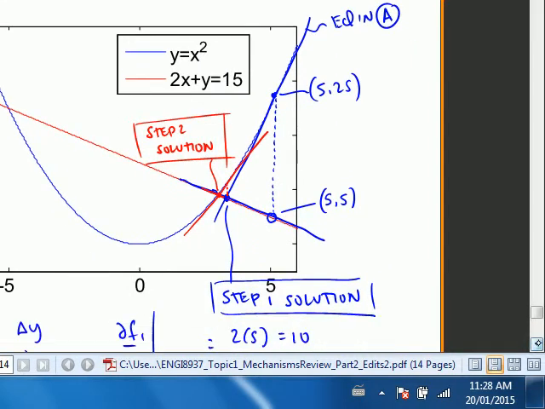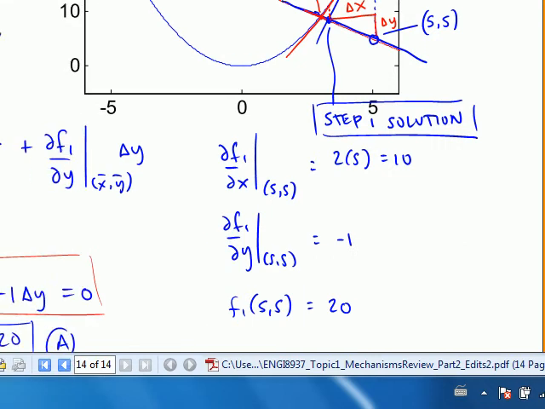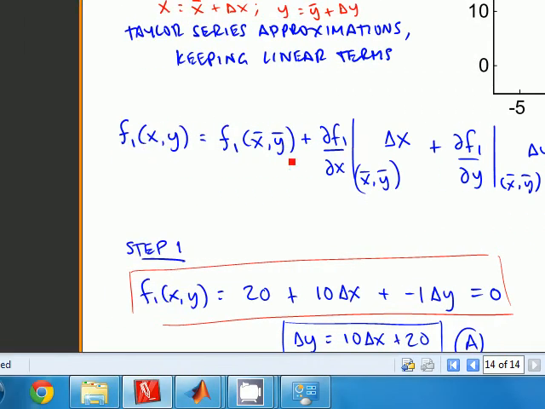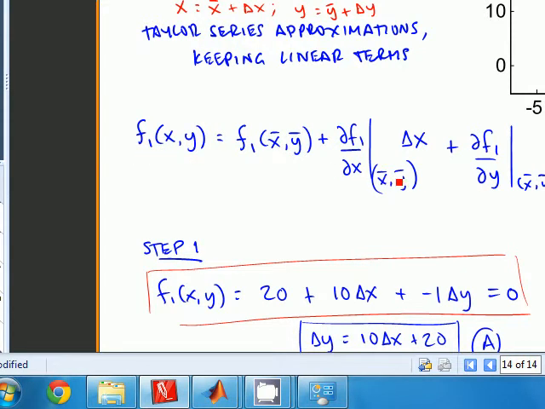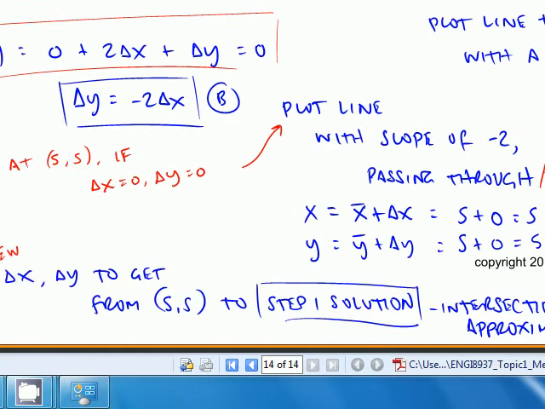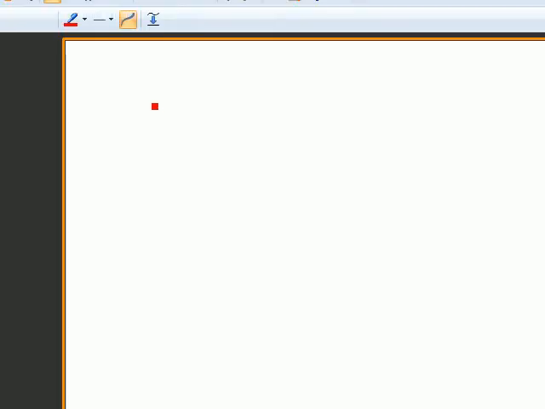So now the next step is I want to find delta x and delta y that take me from 5, 5 to whatever this intersection point is. So I'm going to do that on the next page. I'm also going to write out the approximation of f2. So let me add another page in here. So we'll append a page, and we'll start writing out the approximations.